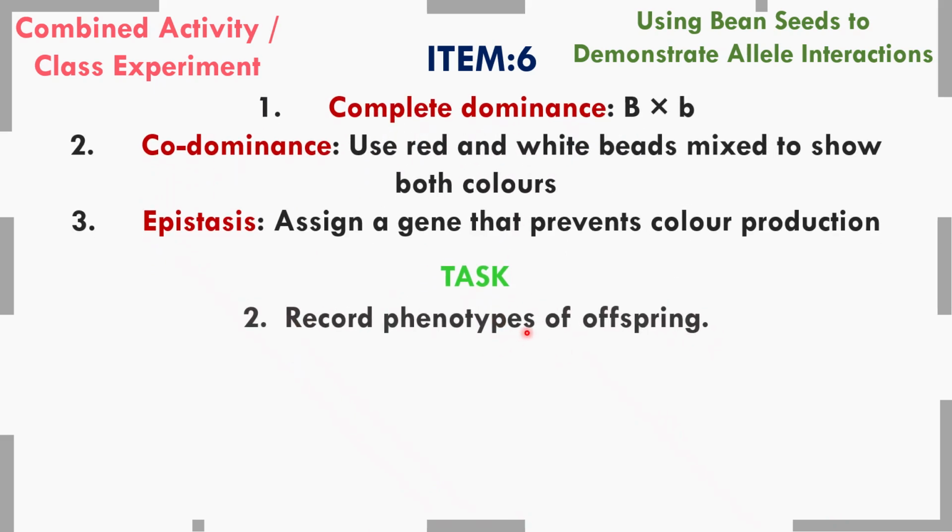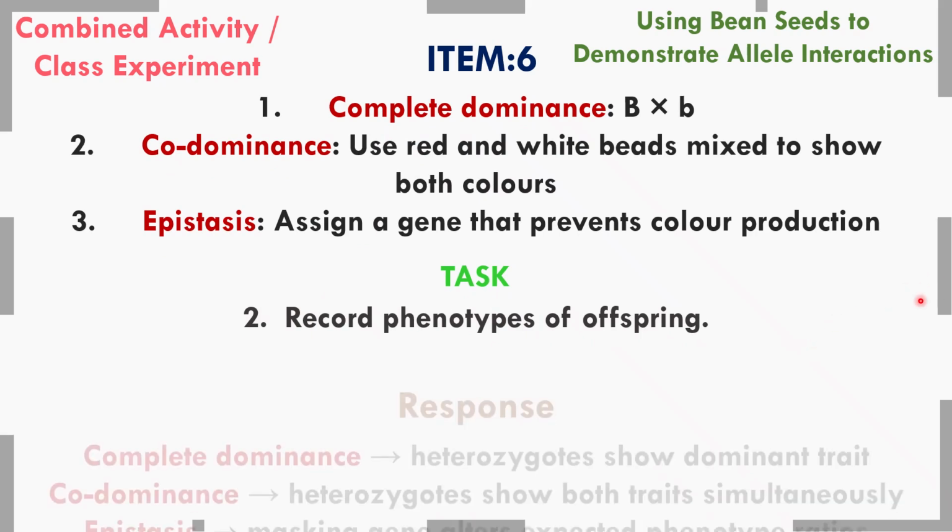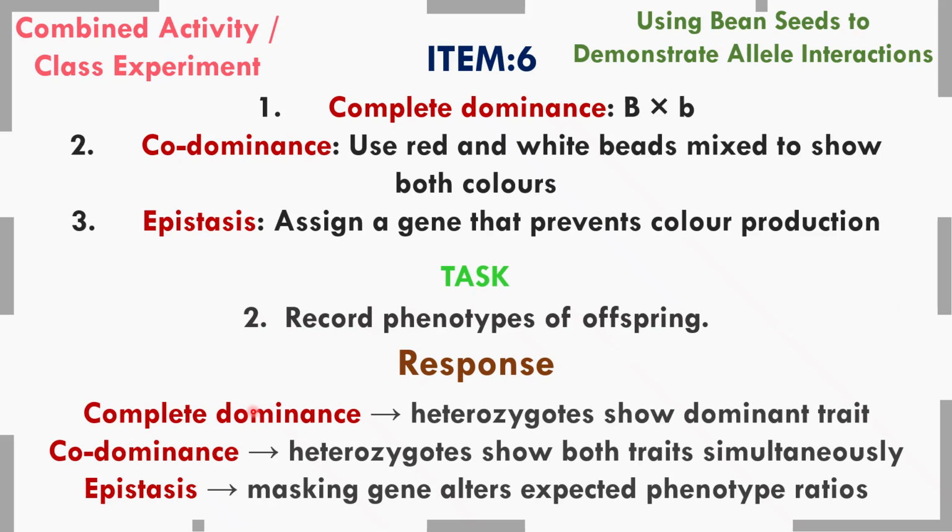Record phenotypes of offspring. Complete dominancy: the heterozygotes show dominant traits. Codominancy: heterozygotes show both traits simultaneously. Epistasis: the masking gene alters expected phenotype ratios.